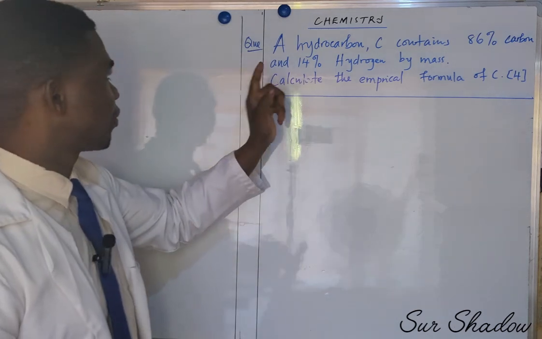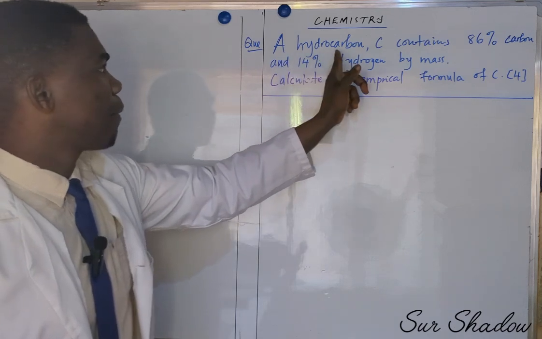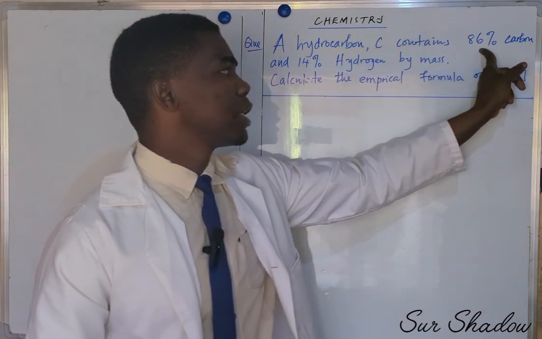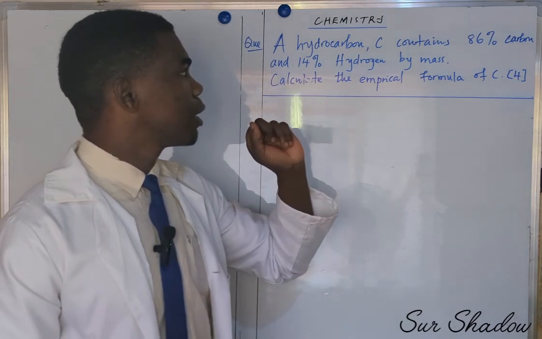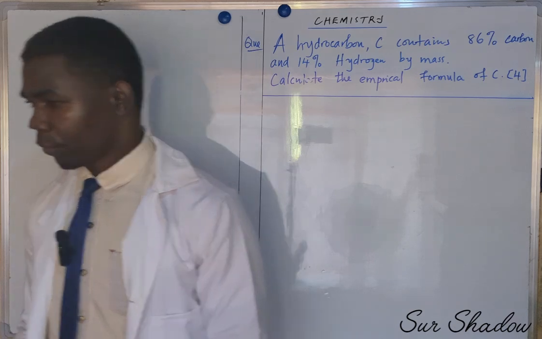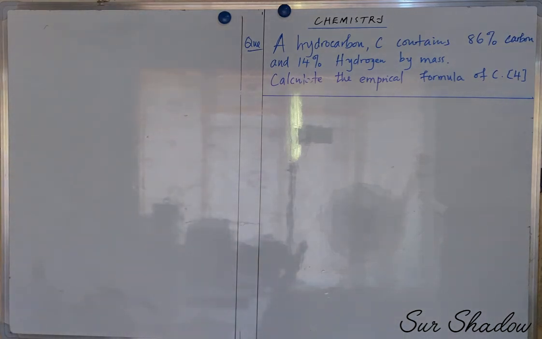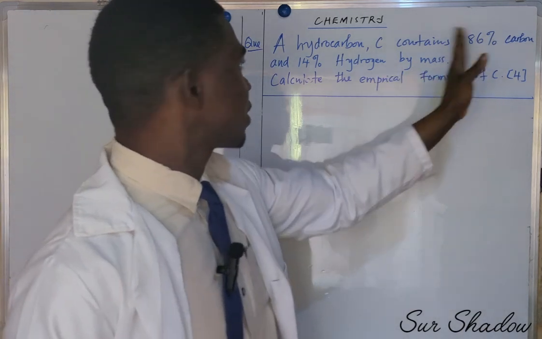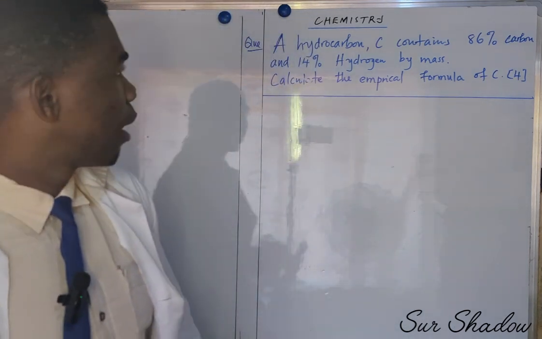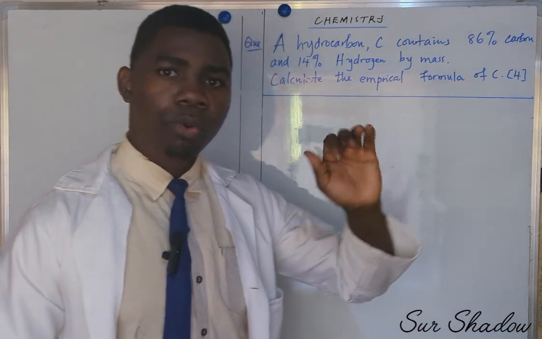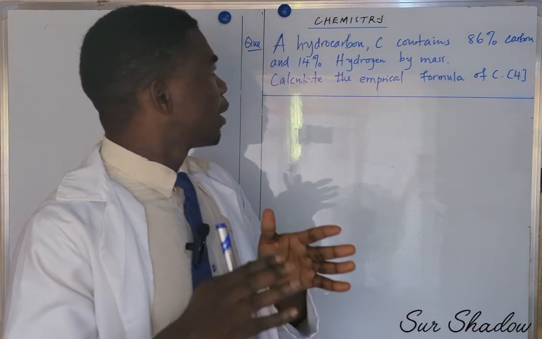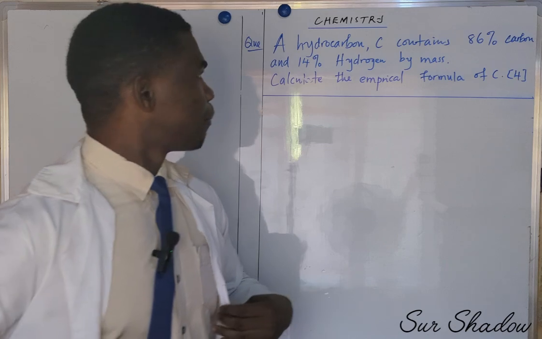All right. So we are given a question based on a hydrocarbon C. A hydrocarbon C contains 86% of carbon and 14% of hydrogen by mass. Calculate the empirical formula of C. We want to calculate the empirical formula of C.